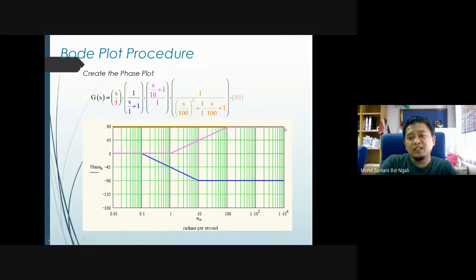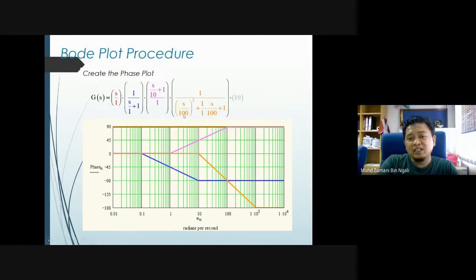We go to the orange one. This one is s over 100. Since this is s squared, we know that we have to double the slope value. So instead of 90 degrees per 2 decades, it is negative 180 degrees per 2 decades.